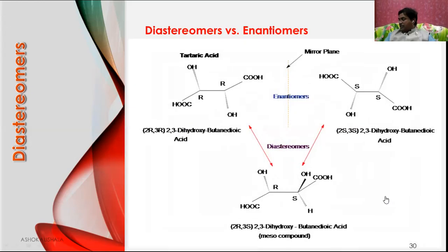This is the tartaric acid formula. This is naturally occurring, and its mirror image is this one. Assume that this is a mirror, and this is going to be the mirror image. Here the configuration is completely inverse: this is 2R, 3R, whereas here it is 2S, 3S. These are two mirror images, therefore we can say these two are enantiomers.